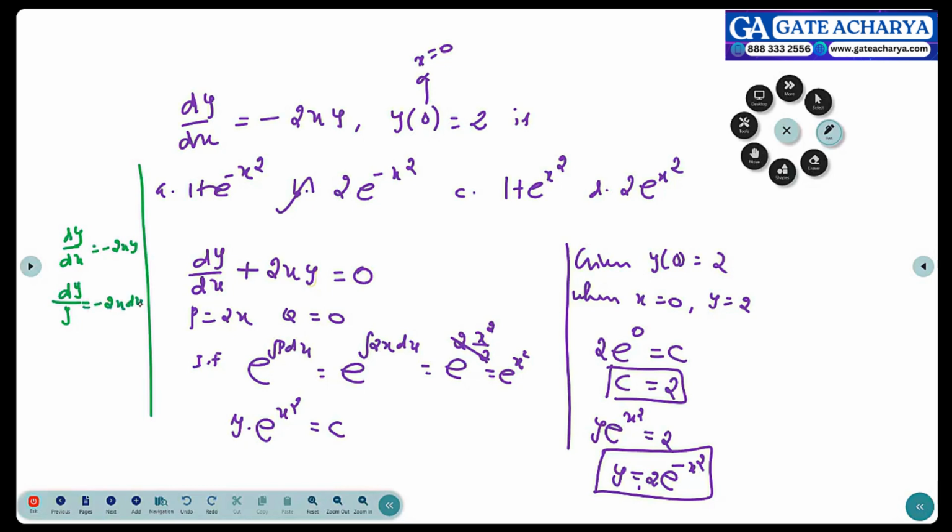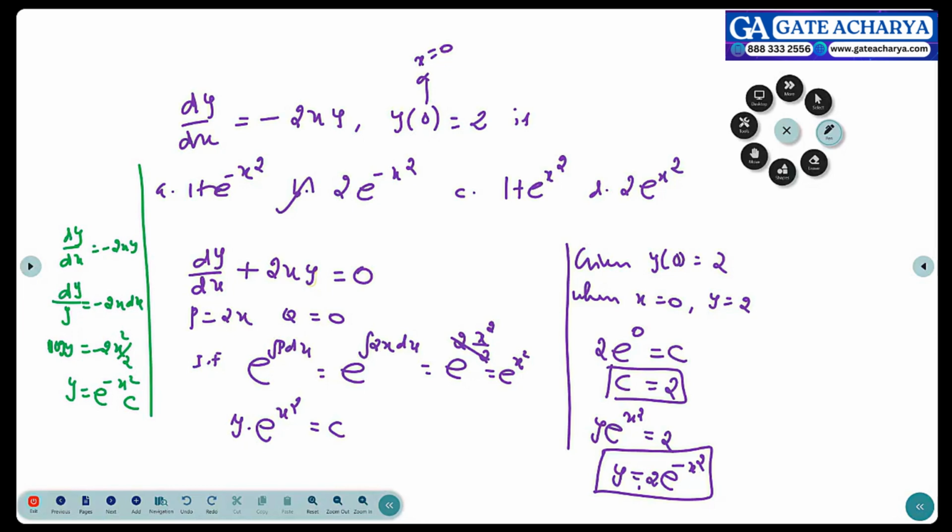So minus 2x dx. Then it is log y. Log y is equal to minus 2 times x square by 2, that is minus x square. Then y is equal to e power minus x square. Suppose if you want, we add some more constant c. So y is equal to e power minus x square into c.